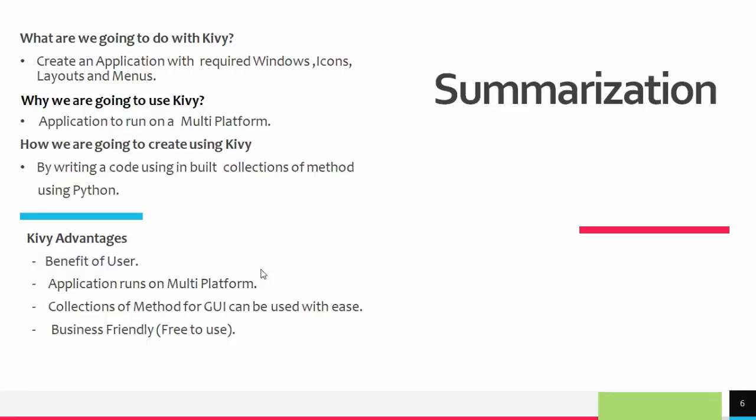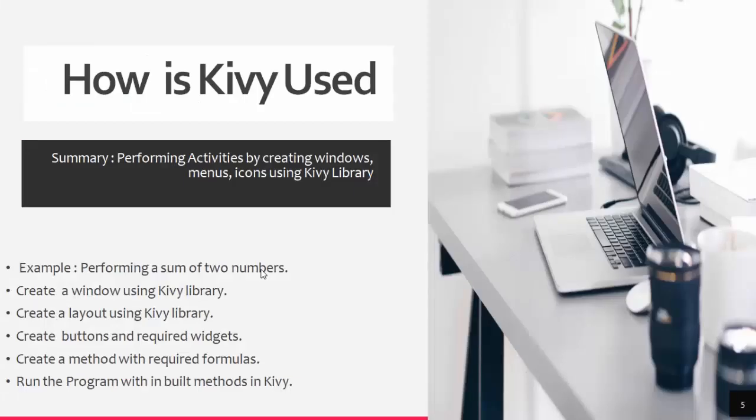And I'll be teaching you these steps by performing a sum of two numbers: to create a window, create a layout, create buttons, a method, and run the program with different sets of examples in the coming tutorials. So it's an easy way of creating an application where you will be saving a lot of time and effort, and you'll be creating an application which will run on multiple platforms.